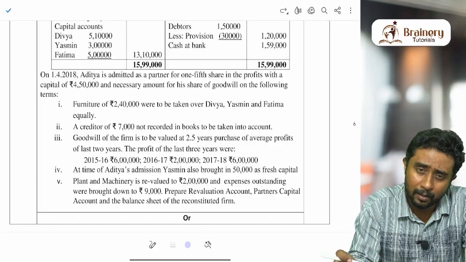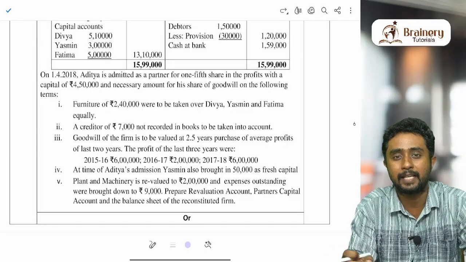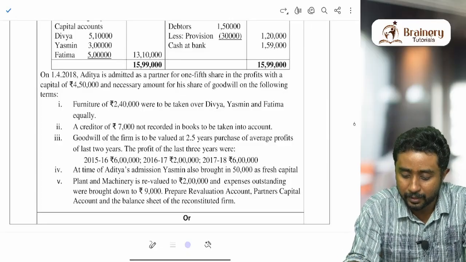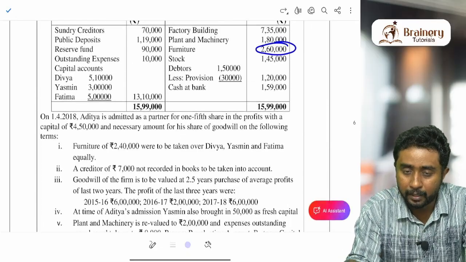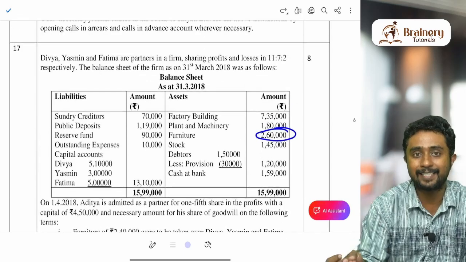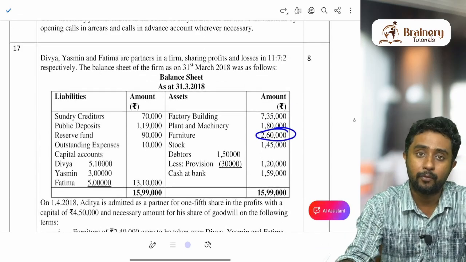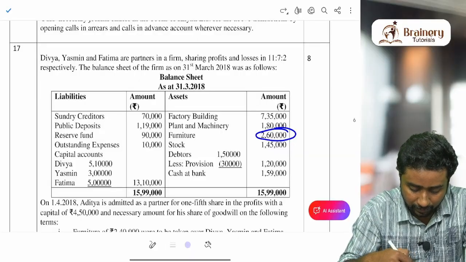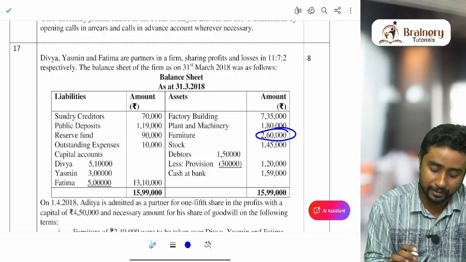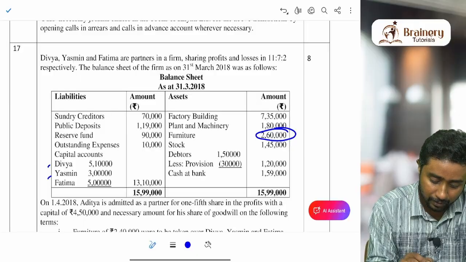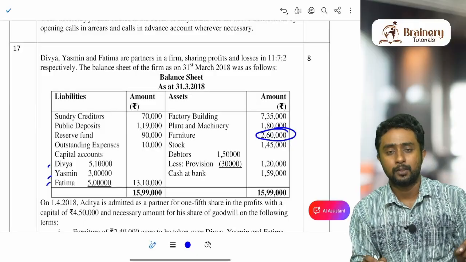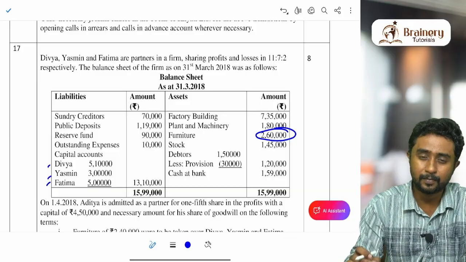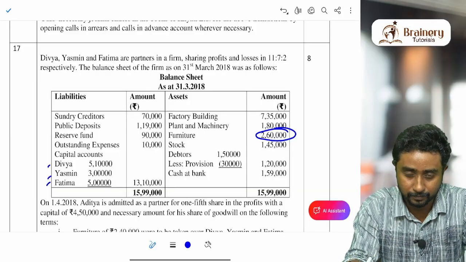Okay, and that loss should be transferred to partners' capital or current accounts in their profit sharing ratio. So here also remember, when we prepare the revaluation account, only the existing partners who were there before the change get a share. When Aditya came, the partnership changed. Before that only three partners were there, Divya, Yasmin and Fatima. So these three people will be getting a share of that loss in the revaluation account.